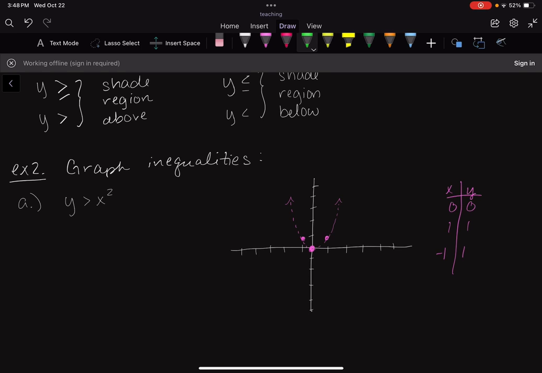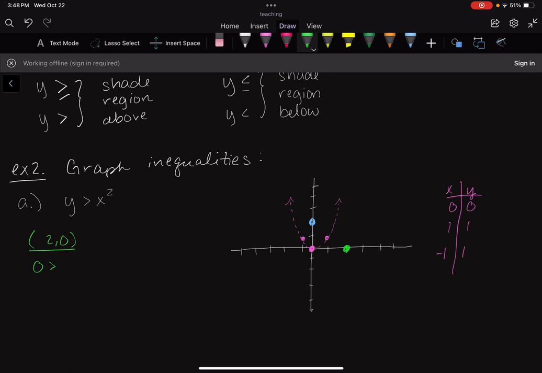And for my points, I would test one below the parabola and one above the parabola. See, this one I can't test 0, 0 because it's on the parabola, so it's not a good point to test. So let's see what I picked. I picked 2, 0. So let's choose that one and see what happens.